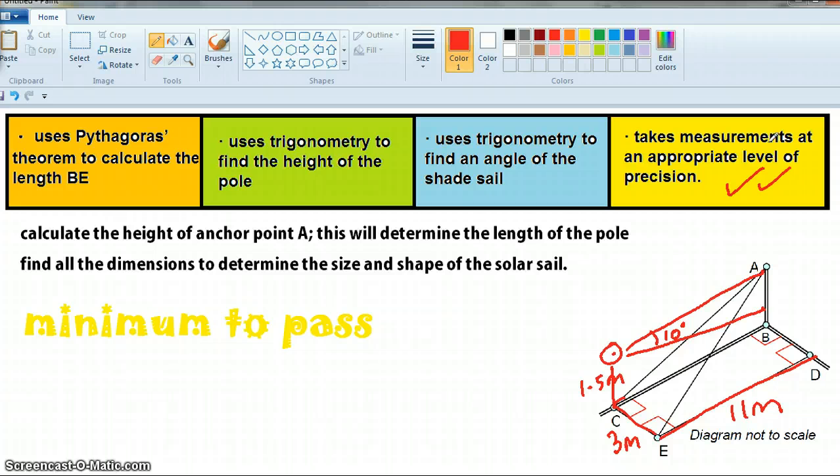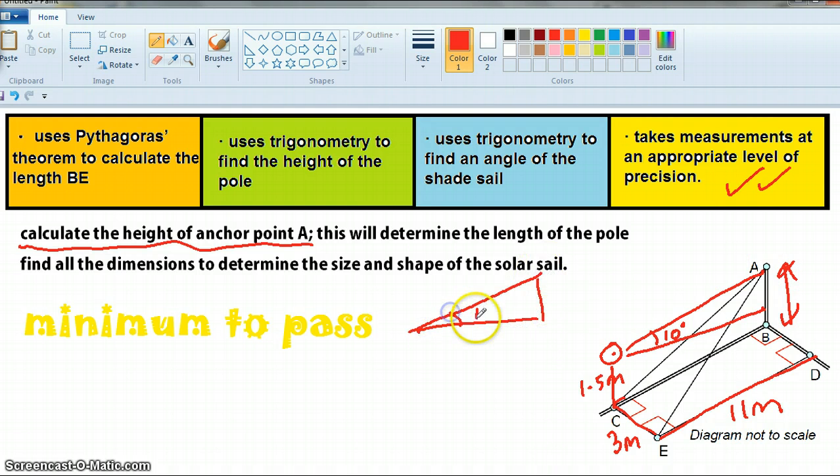Now, huge question, overwhelming question, but in amongst it I've found: calculate the height of anchor point A. So this height here. So listen, if you can find something you can actually do, please do it. So calculate the height of anchor point A. So how are we going to do that? We're going to get this wee triangle, which has our 10 degrees, and the length from here to here will be the same as this length, so that's going to be 11 meters.